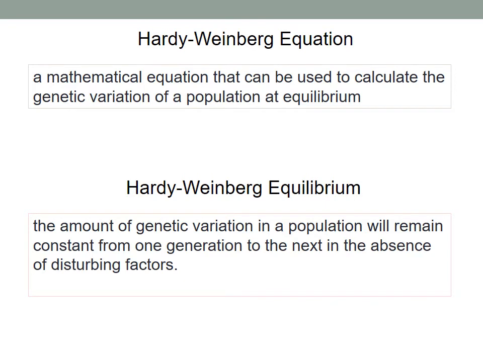We are going to come back to the math in a moment, but first we're going to talk about the Hardy-Weinberg equation, the equation that we just about got to there. This is a mathematical equation that is used to calculate the genetic variation of a population at equilibrium.